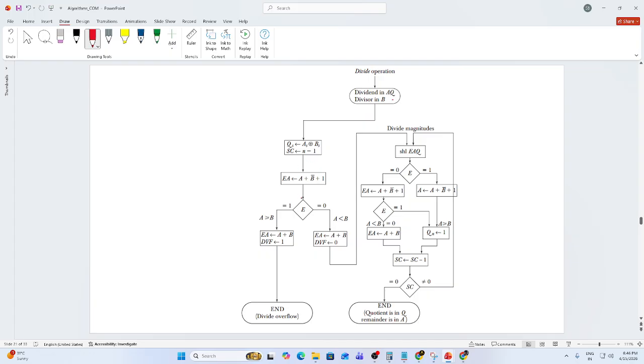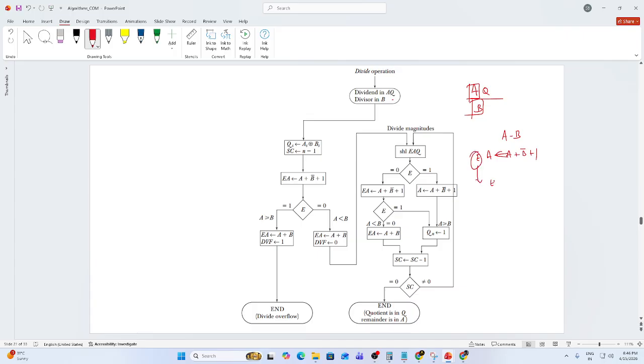First, the process is detecting the overflow. How to detect the overflow? In this AQ divided by B, I need to compare these 5 bits first. For comparing, I need to do A minus B. Instead of A minus B, I can do A plus B bar plus 1 and store the result in A. The carry will be in E, right?